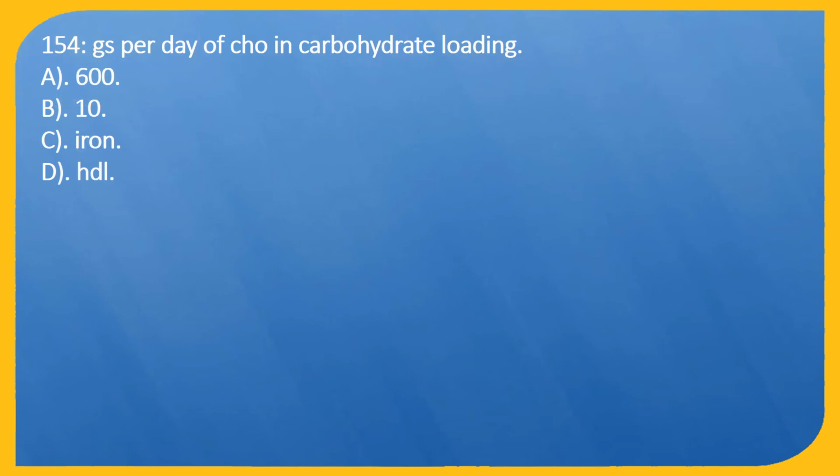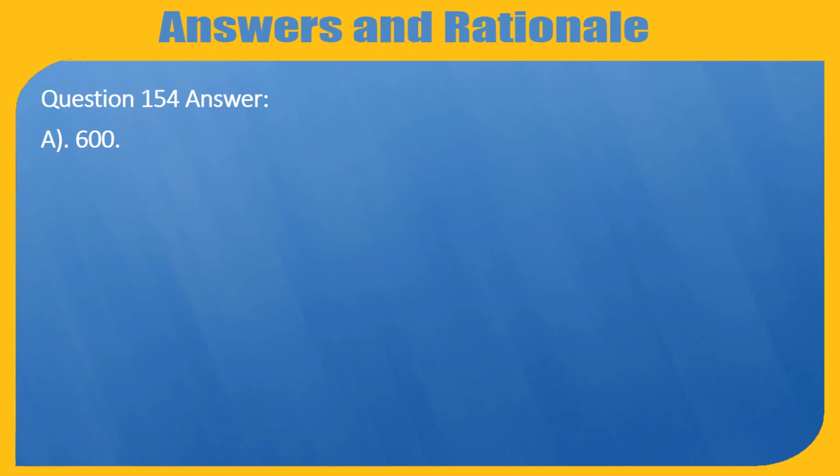Question 154. Grams per day of carbohydrate loading. A. 600. B. 10. C. Iron. D. HDL. Question 154. Answer: A. 600.